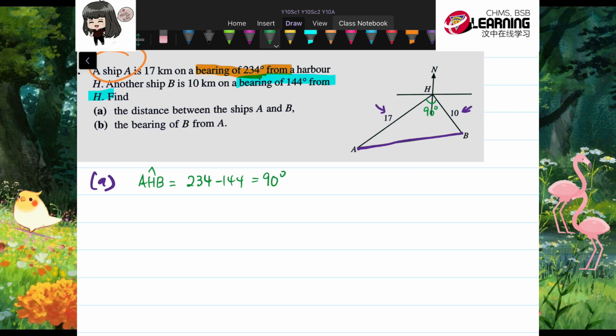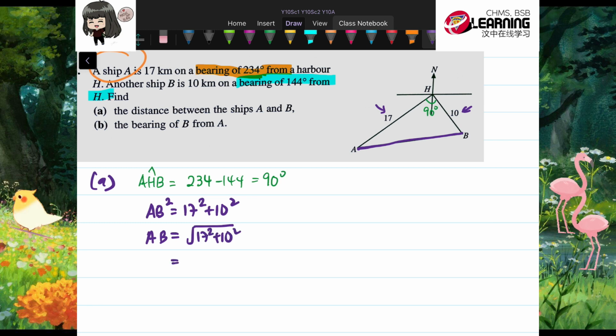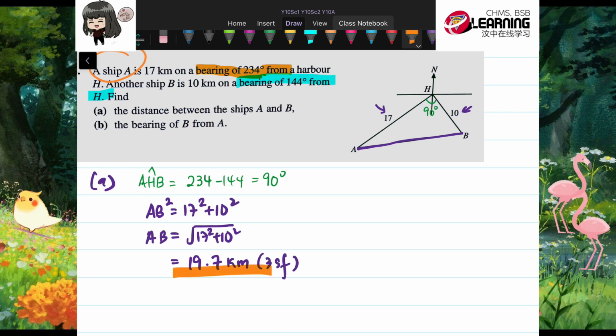Okay, so how are we going to find this length of AB? Since it's a 90 degree, it's a right angle triangle, so we can actually use Pythagoras theorem. Okay, so AB square equals to 17 square plus 10 square, and we square root it, and we will get 19.7 kilometer after you round off to 3 significant figure. Okay, so this is the answer, 19.7.